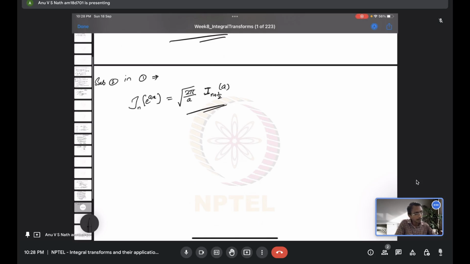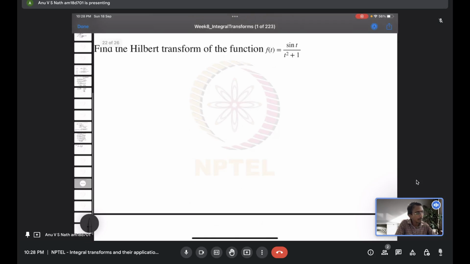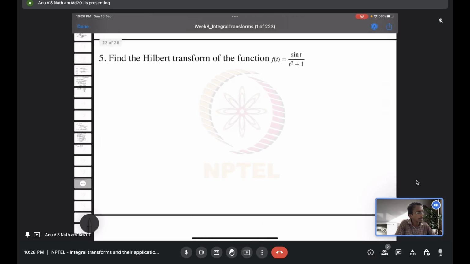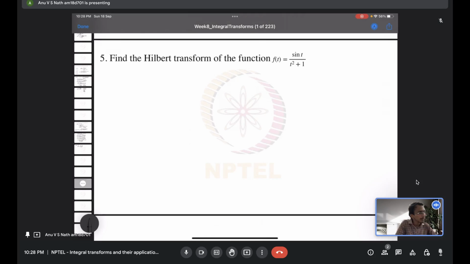Okay. So we have limited time. I thought I will explain at least one problem from last week, which I missed explaining. I may not go through all the details, but I will just explain how you can do this. The Hilbert transform of the function f of t given by sin t by (t square plus 1). So by definition, how will we take the function, right? Sin t by (t square plus 1).